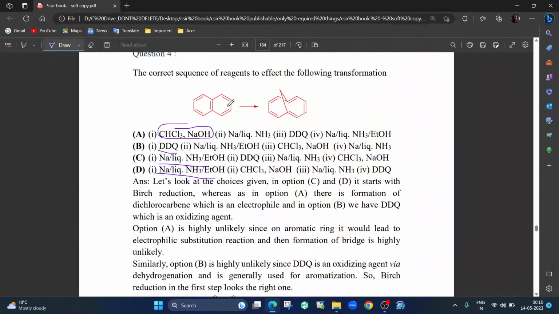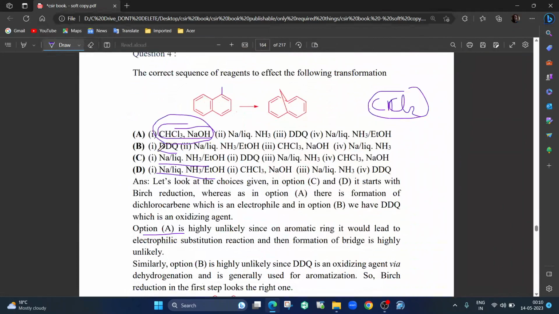Okay, so option A, what it says is it's highly unlikely, because on aromatic ring, if you do take this chloroform and NaOH, what you are getting is CCl2, you get dichlorocarbene, CCl2, which is an electrophile. So now if electrophile is there, of course attack can occur on alpha or beta position, mostly it happens on alpha because this is not such a bulky group. So you will get alpha here, CCl2, and then you can't make out how this reaction will occur.